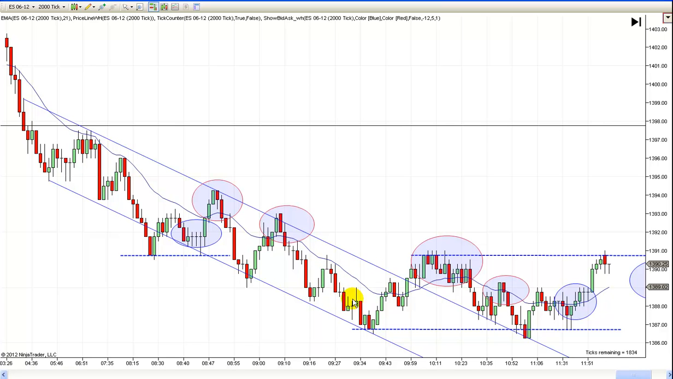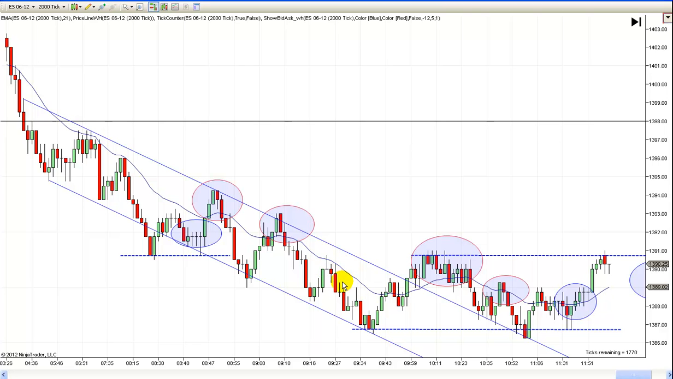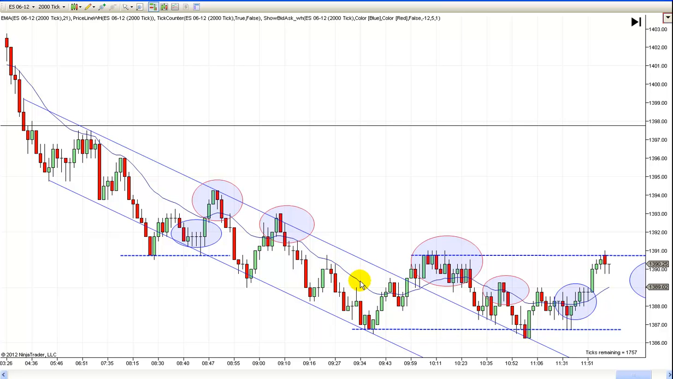And so going short right there was a good one. And I didn't mark that one because it wasn't a key. Actually, it is a key entry point, I guess, because it is a two-legged pullback back to the EMA in a trending market. So I really should have marked that one. I guess I should take that back and say that I should have marked that one.